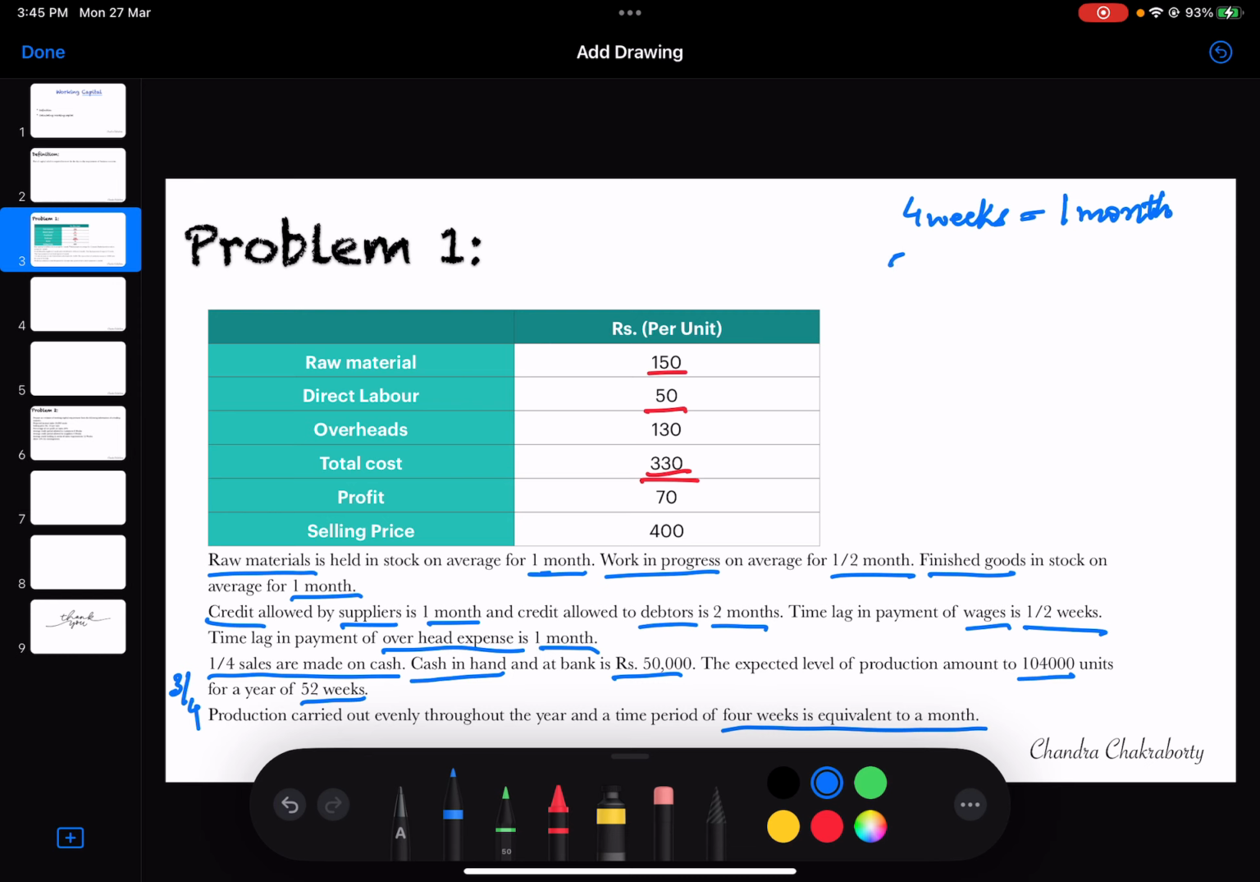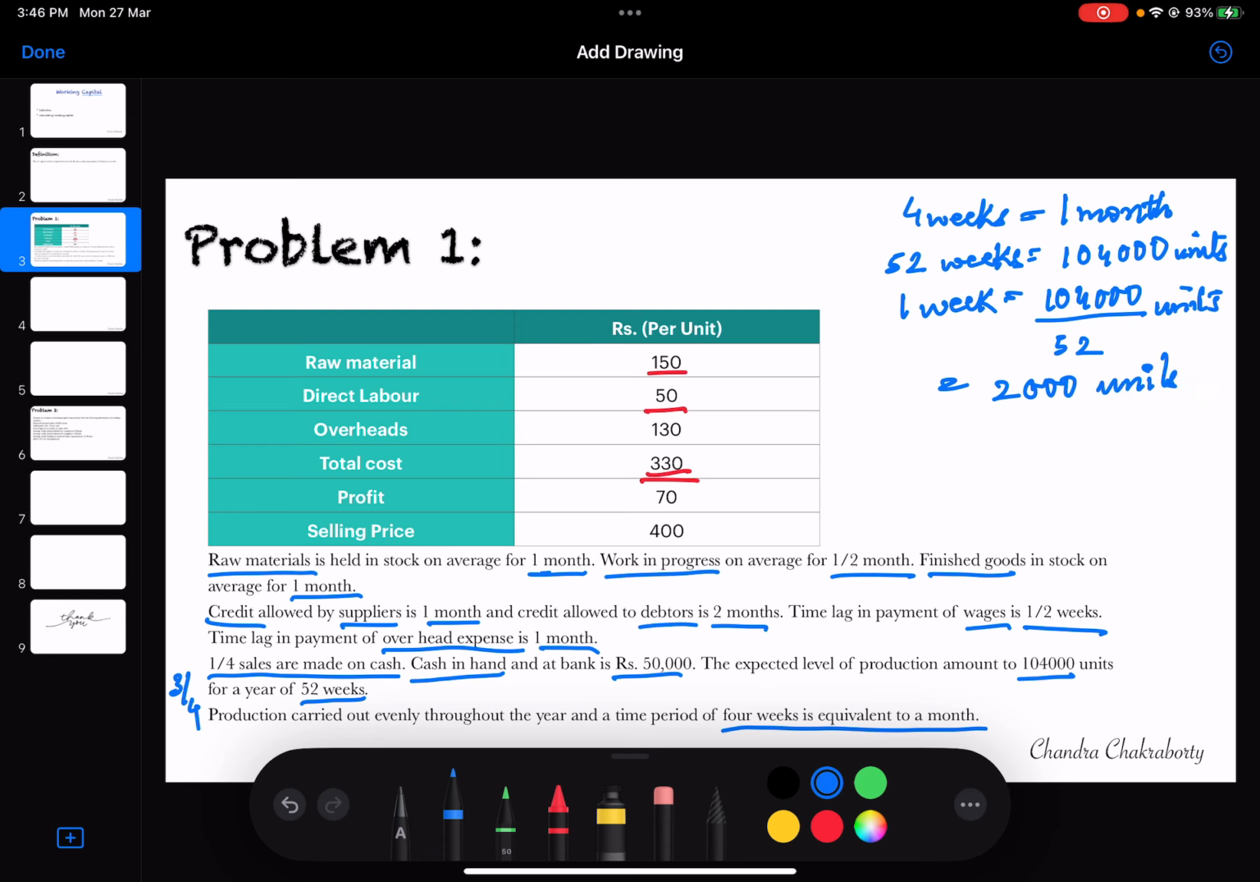Next, in 52 weeks, how many units are produced? It's 1,04,000 units, right? So calculate for 1 week. It will be 1,04,000 by 52 units, right? This will give you 2,000 units. All right. Now here we are talking about half weeks.